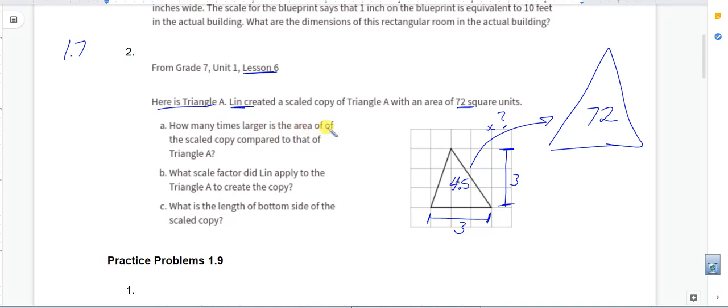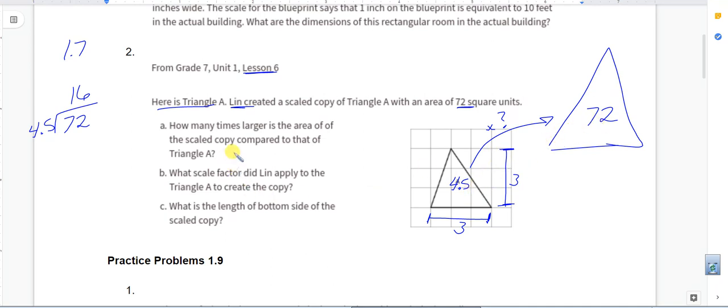How many times larger is the area of the scale copy compared to that of the original triangle A? So we need to take 72 and divide it by 4.5 to find out how many times bigger it is. So some simple division. You can use calculators on this if you want to. You can do some long division like I've set up right here. But if you do this correctly, it does turn out to be 16 when divided. So they're essentially saying that this is 16 times larger than the one that it was before.